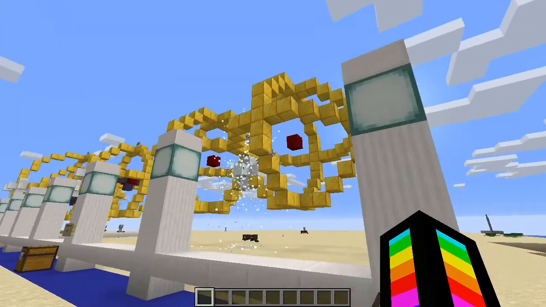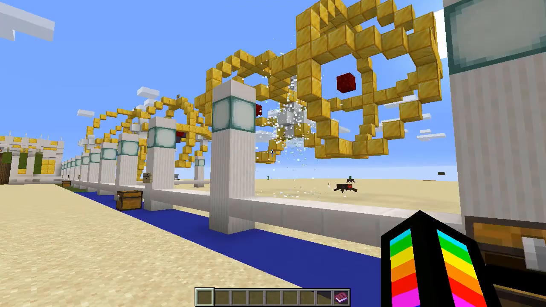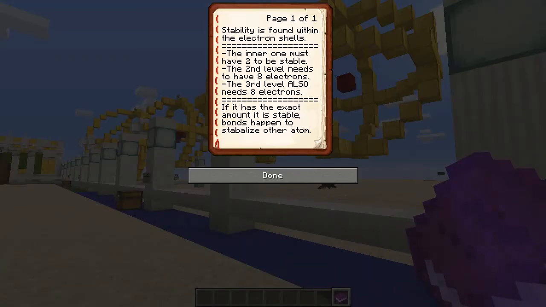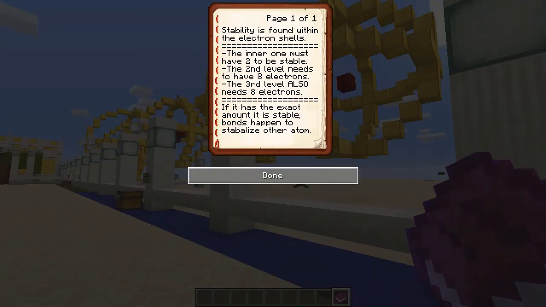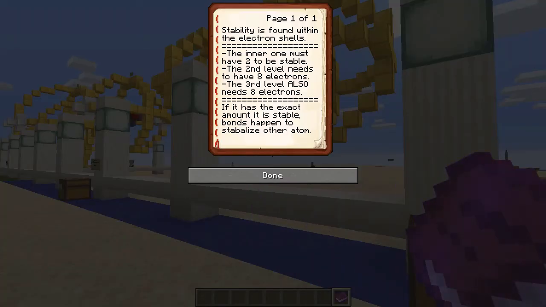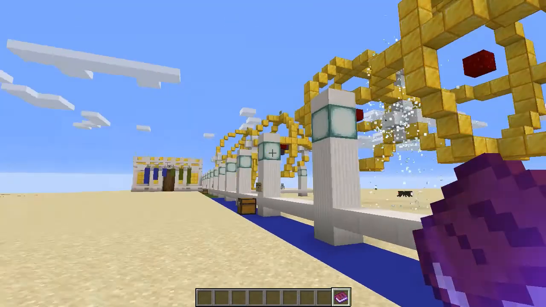Alright. So we're going to have to start with stability, because that's the basic understanding of everything. It's kind of like the holy grail of knowledge. You've got to understand this before you can advance to any of these.